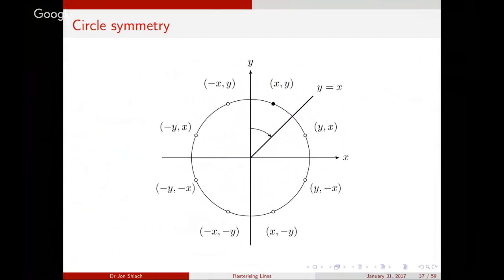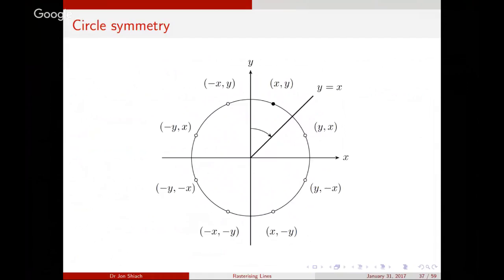Okay, the first thing I want to mention about circles is the idea of symmetry. So here we have a circle, your standard x and y axis, circle centered at the origin. What I have here is what I'm going to call the first octant. The first octant is the region between the 12 o'clock point and the point where the circle intersects with the line y equals x. So that's like a 45-degree line there. That is the first octant.